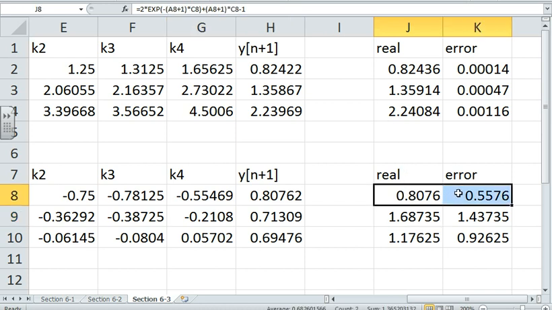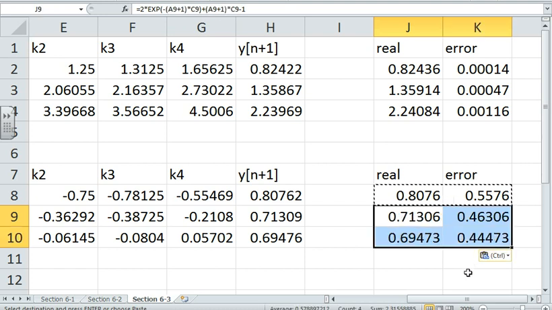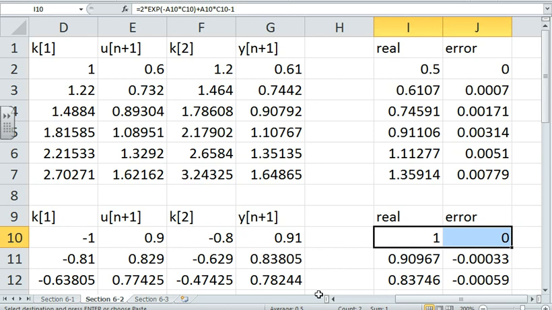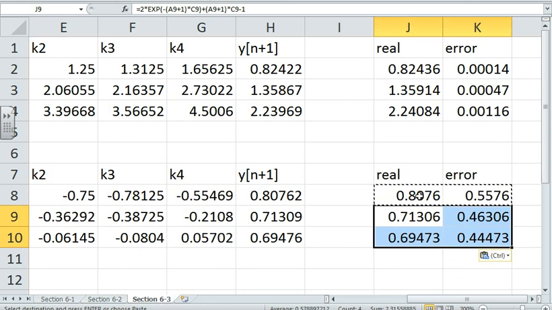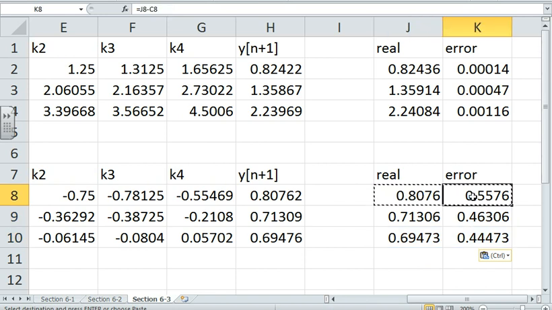Here it's still way too big. Control copy, control paste. Is that better than our error last time? I don't think so. 0.46? I don't think so either. Oh, ugly. Total complete ugliness. Alright. Now, our error is wrong. Our error should be J8 minus H8.